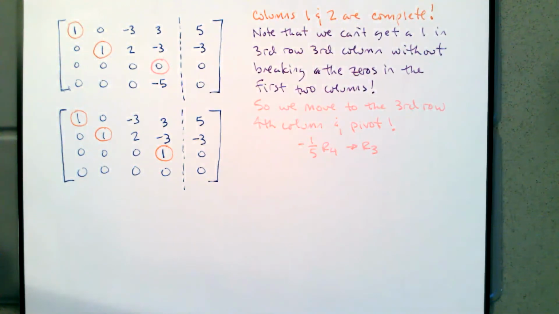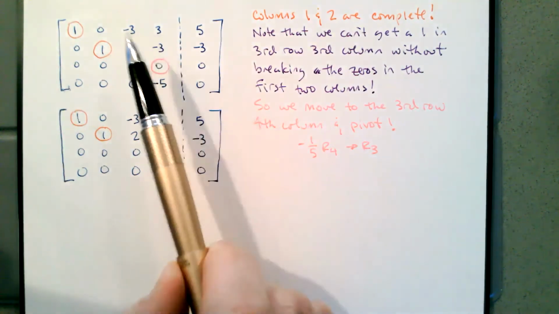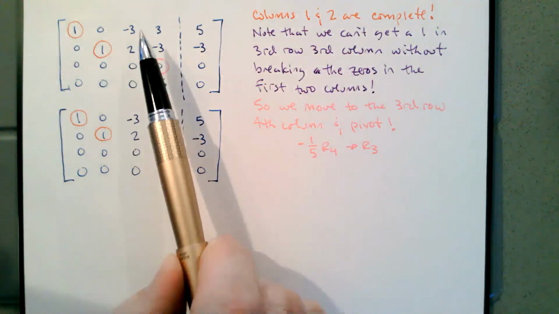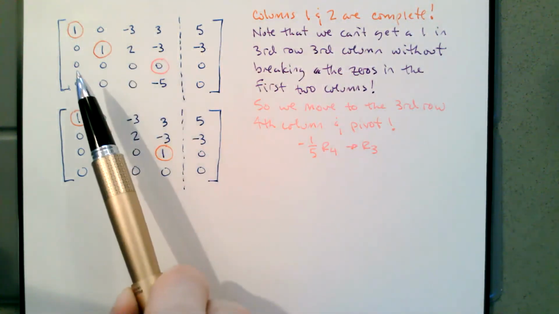So if you would recall, we had finished the pivots in column 1 and column 2, but column 3 could not be a pivot column because I couldn't put a 1 in the third row, third column, without breaking the zeros that we worked so hard for in the first two columns. If I try to move this 2 down, then I lose the 0 in the third row, second column. If I try to move the -3 down, then I lose the zeros that I worked so hard for in the third row, first column.